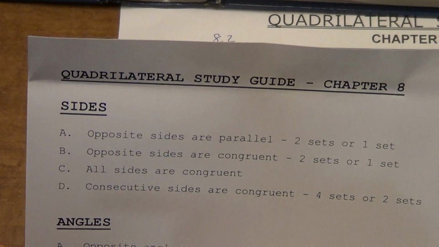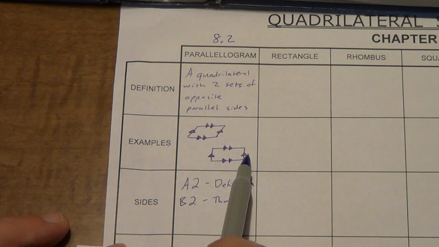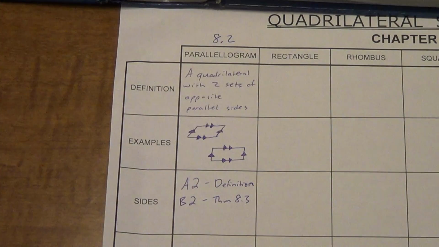Consecutive sides are congruent. Consecutive, remember, means right in a row, in order. So that would mean that this side here would have to be congruent to this side here. That's what consecutive sides mean. Well, that's definitely not true either, so we're not even going to bother to prove it. So we are done with the sides part. So let's move on to angles.